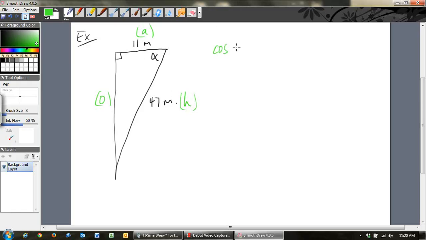So we've got cos of alpha is equal to adjacent, which is 11, over hypotenuse, which is 47. Awesome. So therefore, to get rid of the cos, we apply cos⁻¹. So cos⁻¹ of 11 over 47. Into your calculator, and then you're done. It's really that simple. Once you've got the concept, it's really simple.